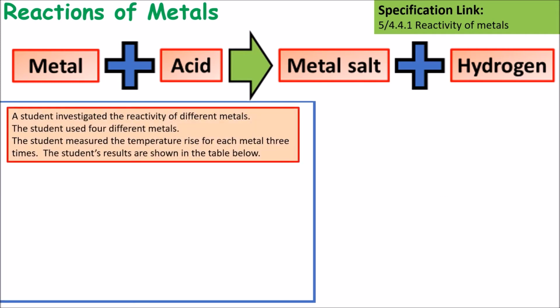So a student investigated the reactivity of different metals. The student used 4 different metals. The student measured the temperature rise of each metal 3 times, and the results are shown in the table below.